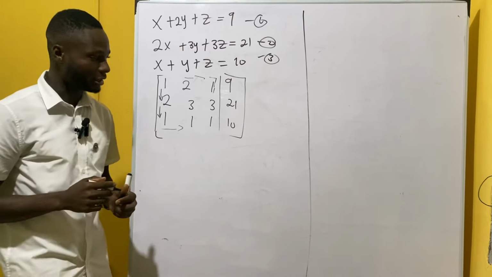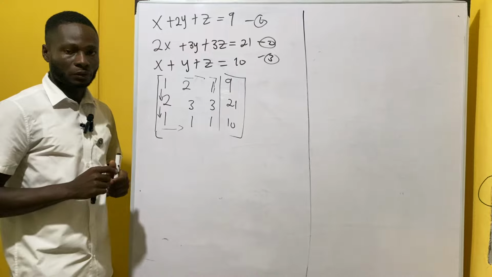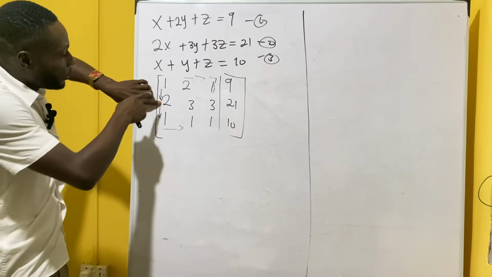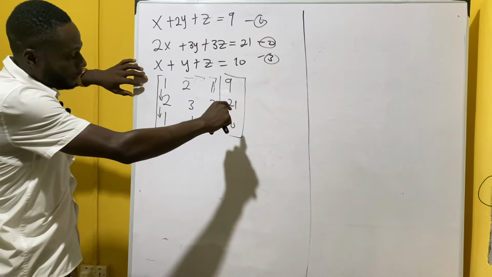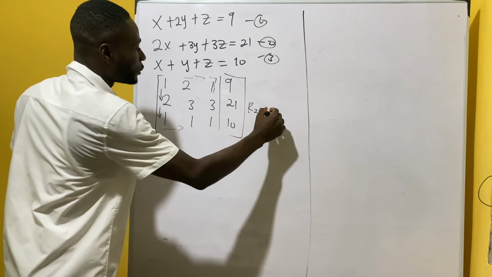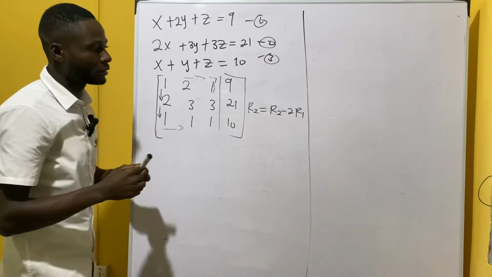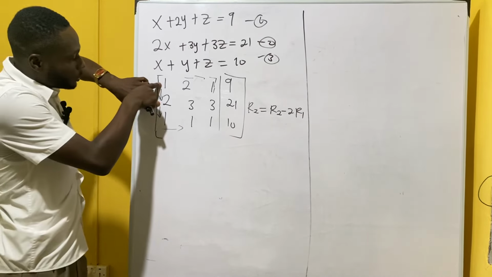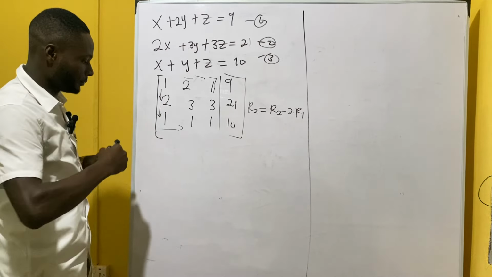So we are coming to start. We want to make this element right here a 0. So we stand on this, then we use row 1. We say that row 2 should be equal to row 2 minus 2 times row 1. We can see that when we maintain this, minus 2 times this, we are going to get 0 right here. So let's go.